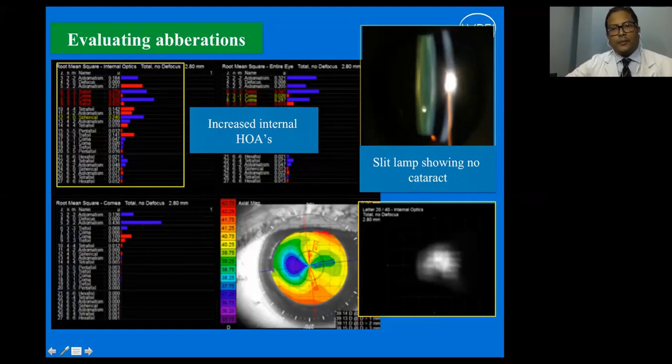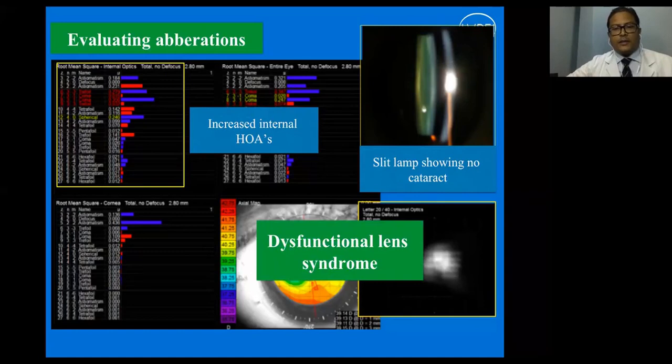So this could be either a preclinical or a subclinical kind of early lenticular opacification, which is changing the aberrations of the eye and causing a distortion of the visual phenomenon, especially in dim light when the pupil is slightly larger in size. So this entity is also called dysfunctional lens syndrome, and this may also warrant an early intervention in terms of cataract extraction. So these subtle findings of the density of the lens, the change in the aberrations with the increase in internal higher order aberrations, can actually help the clinician to go for an early cataract surgery.